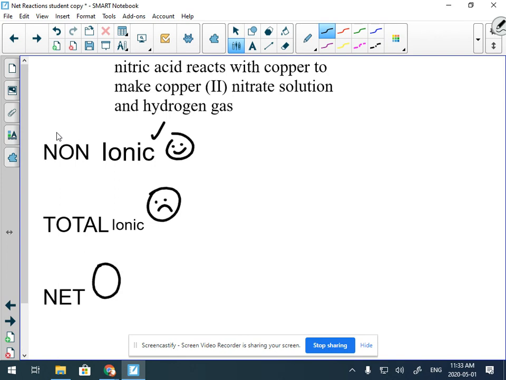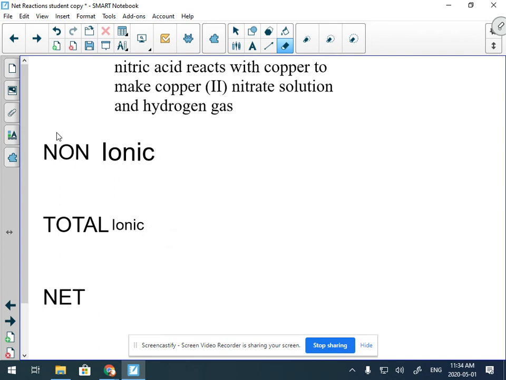The net, for some people, is like this. And for some people, it makes you feel really smart because it actually explains what's occurring in a reaction. Okay. So in order to get to the net, we've got to get through all three. Now, there are some shortcuts, which I'll go through at the very end.